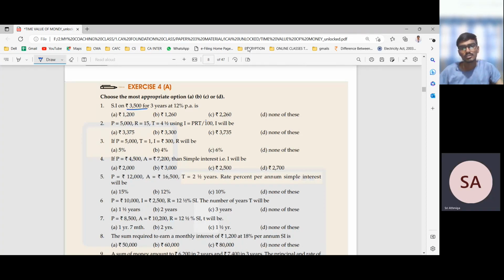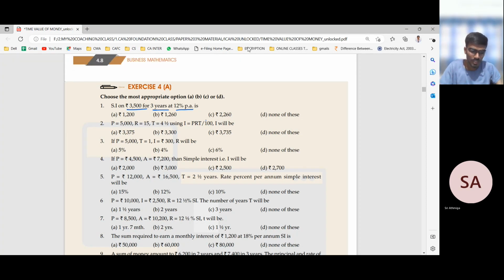Simple interest on 3,500 for 3 years at 12%. Just take a calculator and do along with me: 3,500 into 3 into 12 percentage button. You will end up with 1,260. That's all.